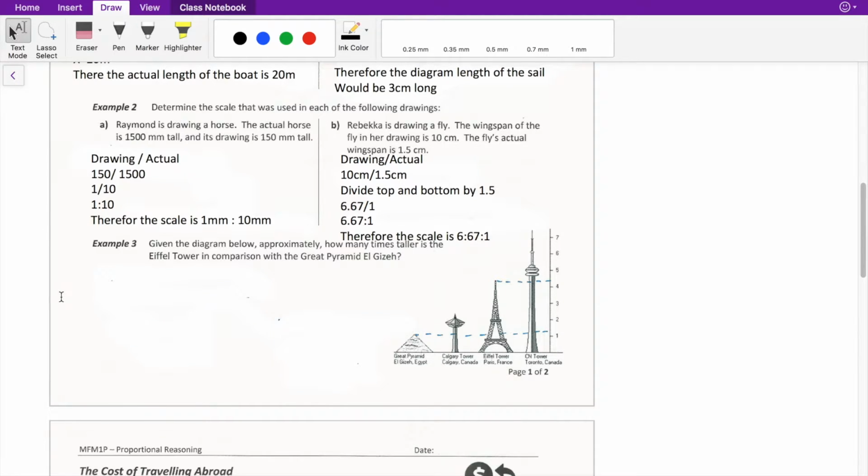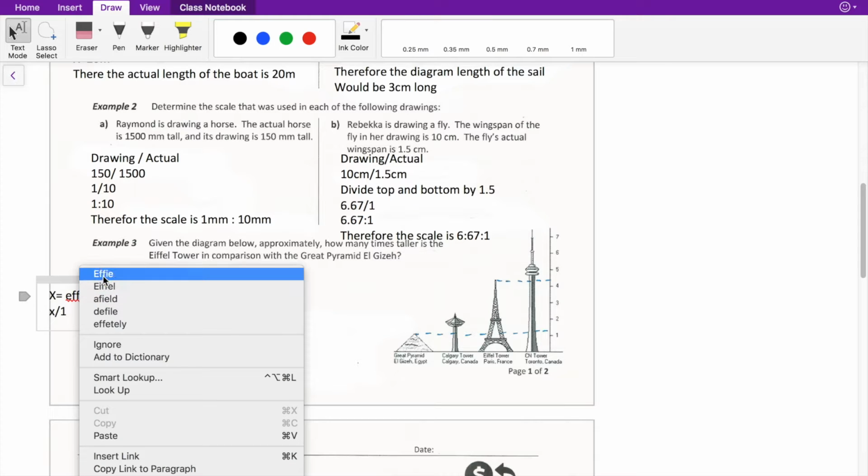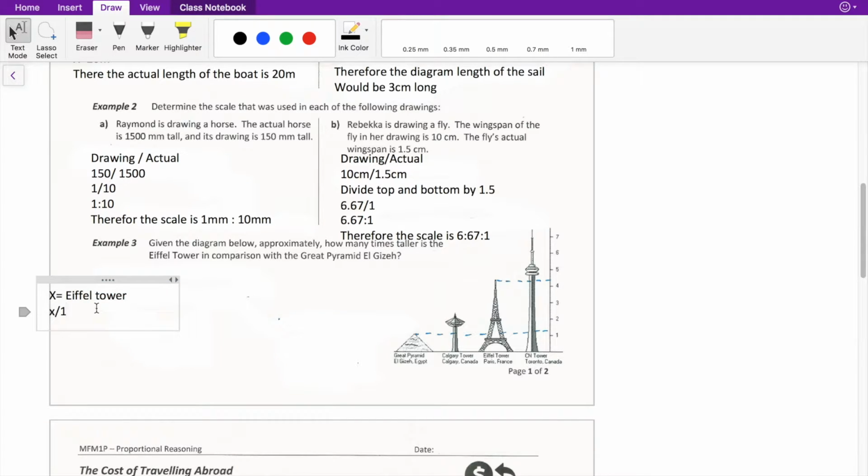So let's set our unknown as x. Okay, and let's put 1 under it. So this is the size. We'll make x equal to the Eiffel Tower in comparison to our Giza.